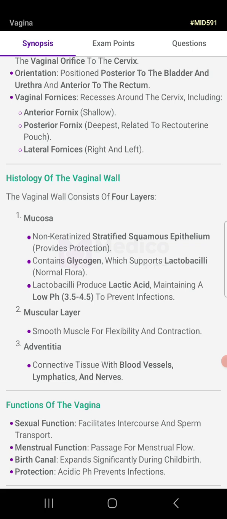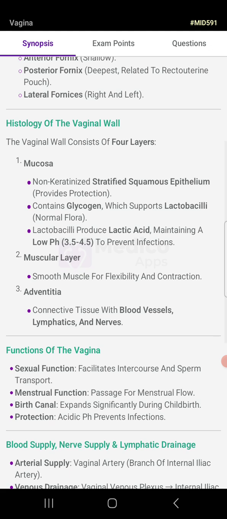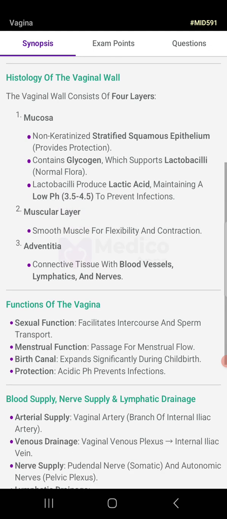Histology of the vaginal wall. The vaginal wall consists of four layers. Mucosa, non-keratinized, stratified squamous epithelium, provides protection. Contains glycogen which supports the lactobacilli. Normal flora. Lactobacilli produce lactic acid, maintaining the low pH 3.5 to 4.5 to prevent infection.